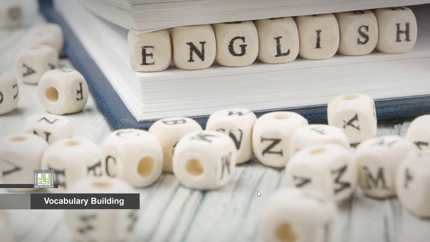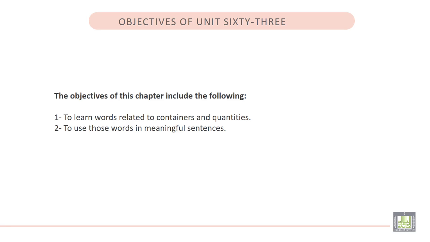Vocabulary Building 1, Unit 63, Containers and Quantities. The objectives of this chapter include the following. 1. To learn words related to containers and quantities. 2. To use those words in meaningful sentences. Now, listen to the video of this unit.